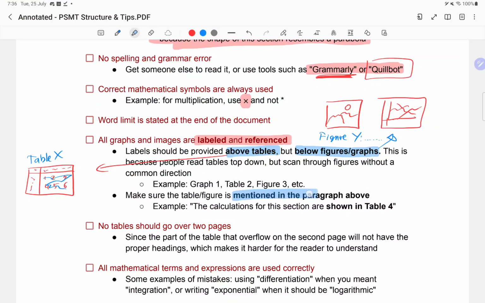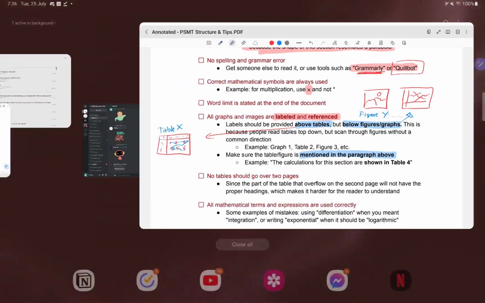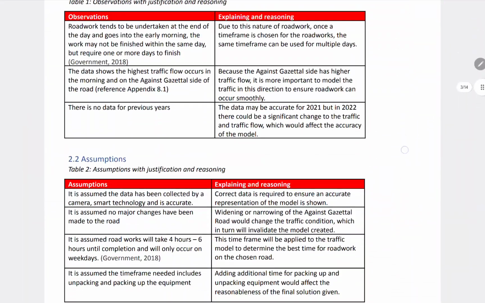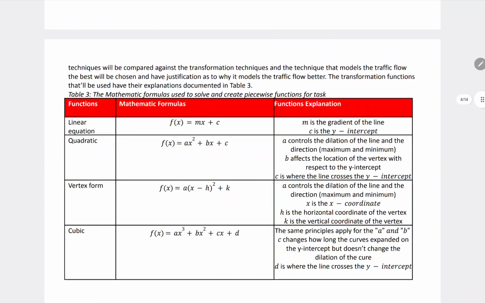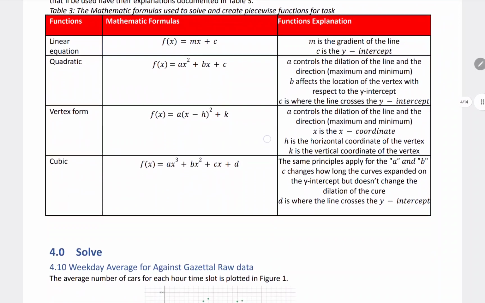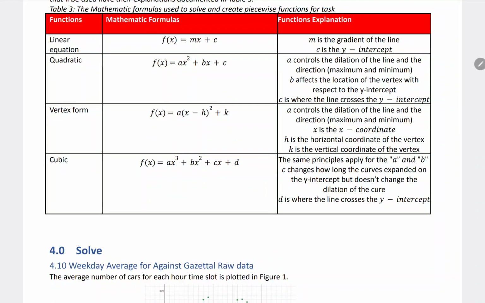You need to mention the table and figure first before you show it. So many assignments I've seen, they just show you this table without any explanation. They'll be like, oh, Table 3, the mathematical formulas used to solve and create piecewise functions for tasks. At first you'll be like, sounds about right. I mean, that's math content, that's part of the assignment, but that's not good enough. Why?